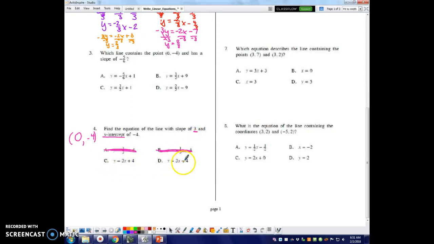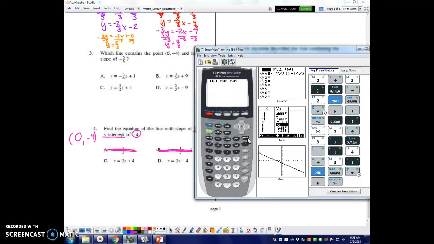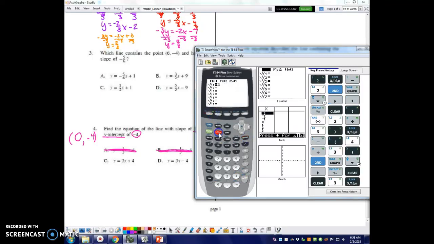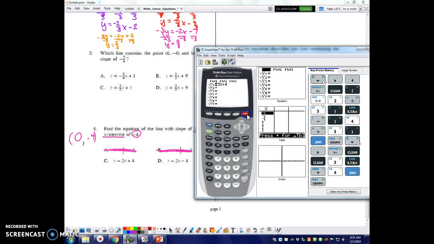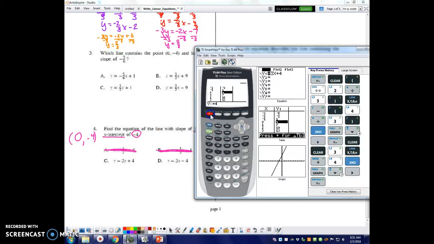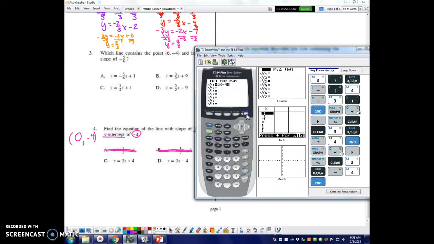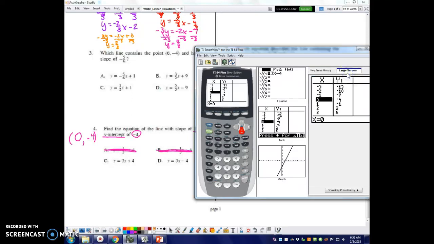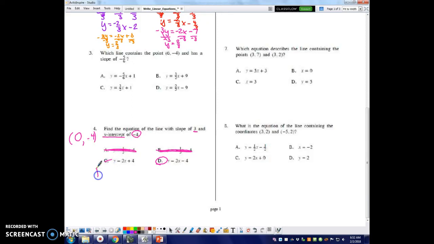Okay, so now we want to see which one has a y-intercept of negative 4. So we type them in. Y equals 3x plus 4. Go to your table. Is it 0 with negative 4? No, it's not. So now let's try y equals 3x minus 4. Go to your table. Is it 0 with negative 4? Yes, it is. So the answer is D. Here's also a hint. Remember y equals mx plus b? B is the y-intercept, negative 4. Okay, that's just a little hint for you.